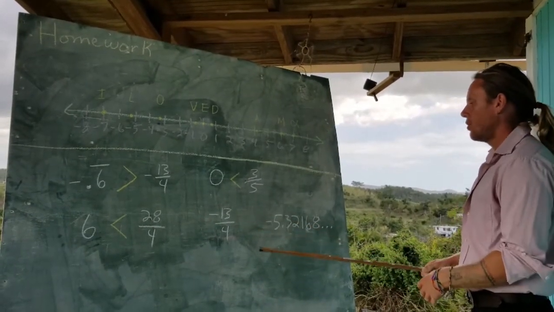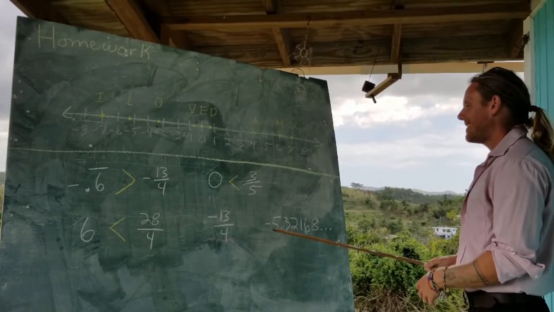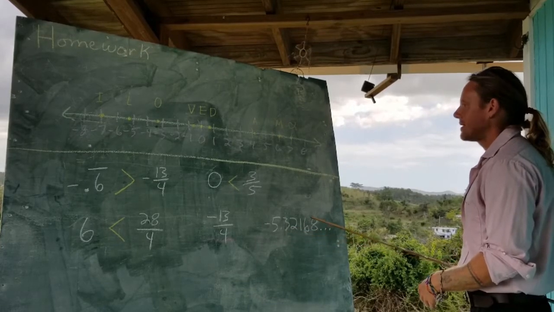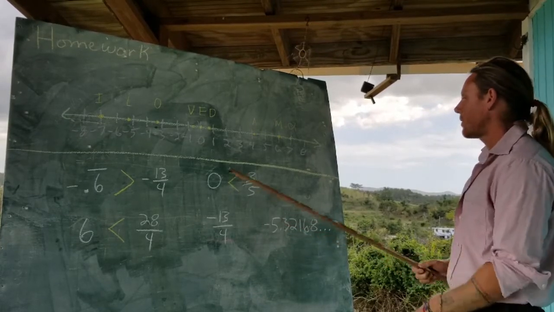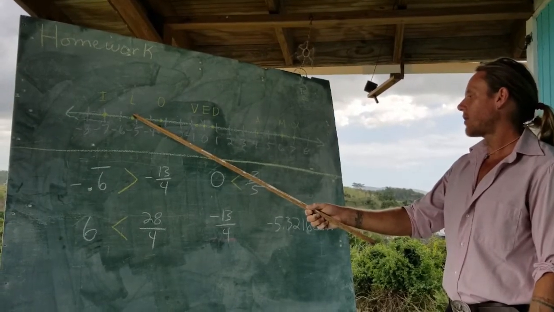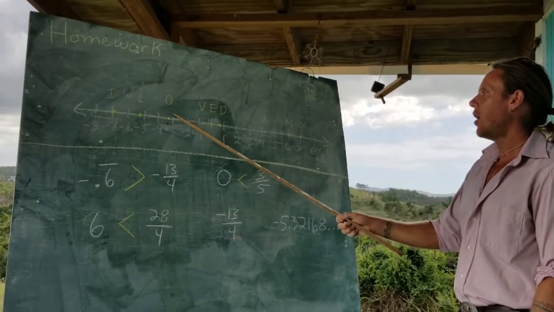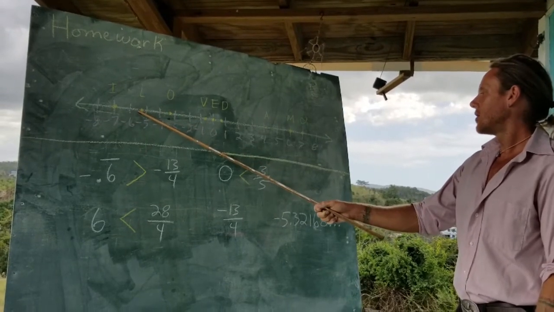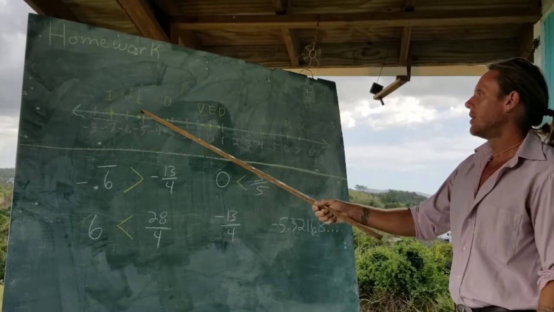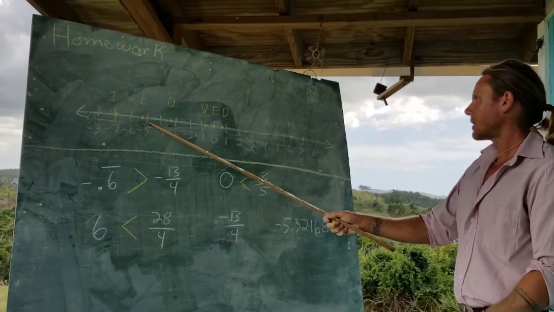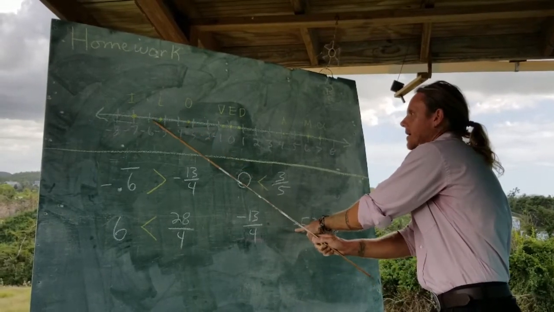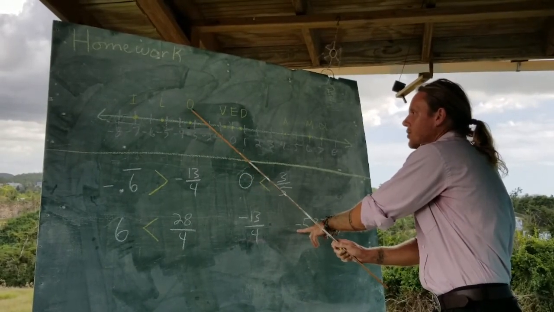Negative 13 over 4 with respect to negative 5.321568. Well, negative 5.32, etc. was our point P, and our negative 13 over 4 was our point O. Or excuse me, L, not P. I don't know where I got P from. L and O. So here is negative 13 over 4. Here is negative 5. So O is greater than L.